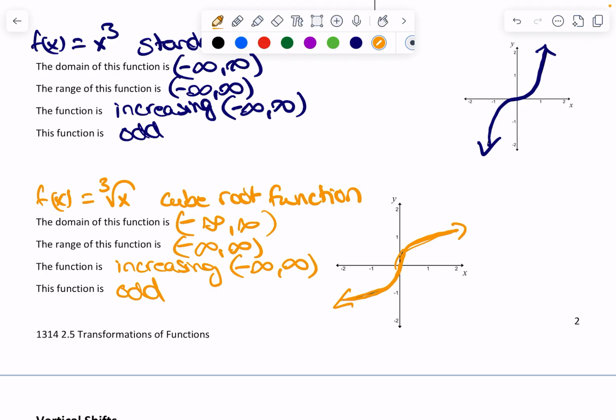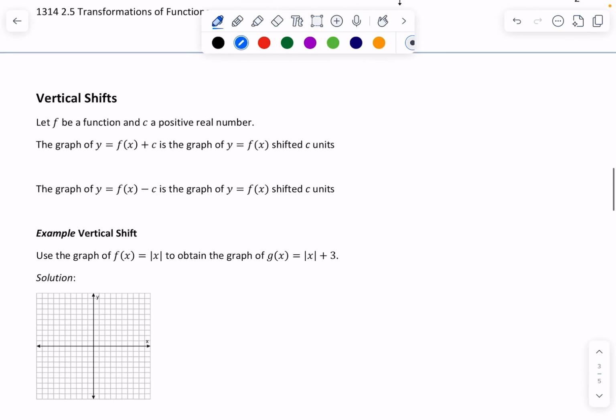Okay, so these were the parent functions. Now, what we're going to go ahead and do is look at shifting these functions. So we're going to start with the vertical shift. Let f be a function and c a positive real number.